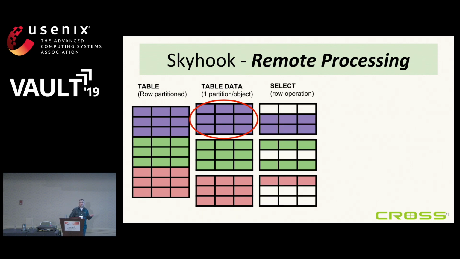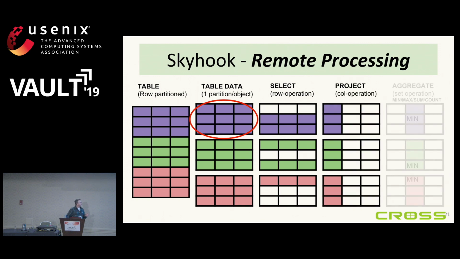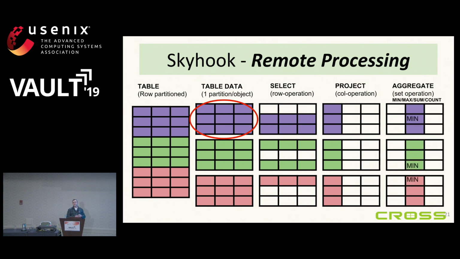The operations we might want to do for a database are select, like row operations. So read a subset of rows, for instance, from the object. And notice these happen independently on every object. Or you might want to do a column-based operation like project. Another thing we might consider is aggregations, so maybe min, max, sum, count. But notice these are partial aggregates because they operate on individual objects independently. So it's not a global aggregate, but a partial aggregate.